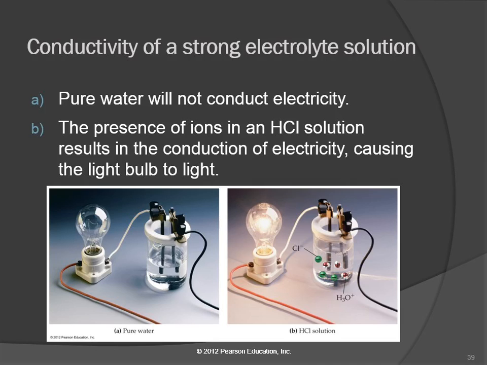Now, why is it dangerous to be messing around with electrical equipment when you're standing in puddles of water? That's not pure water. Even tap water has things dissolved in it, and that can be enough to conduct electricity and give you a nasty shock, if not actually kill you. But this is pure water, deionized water, no ions at all. We throw some hydrochloric acid in there, it dissolves completely into ions, it ionizes, and those ions can carry the electric charge and the light bulb goes on.